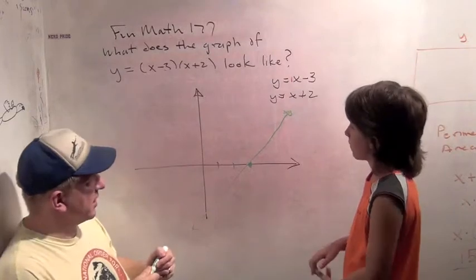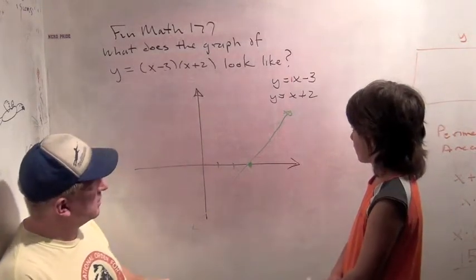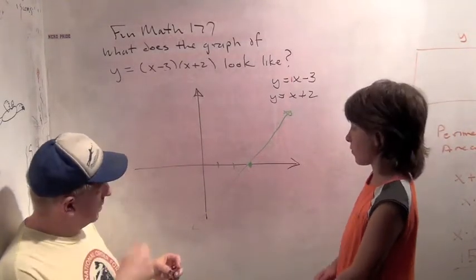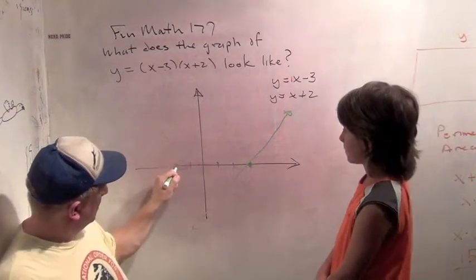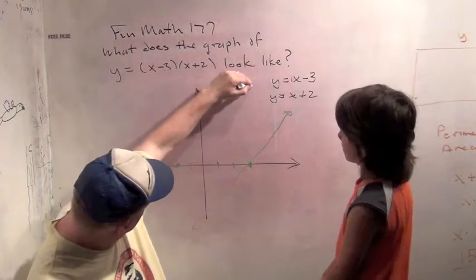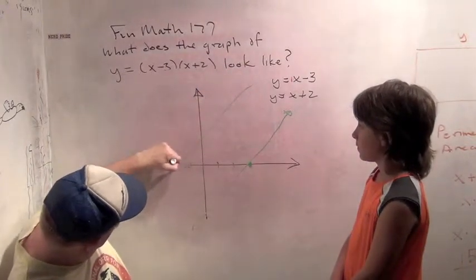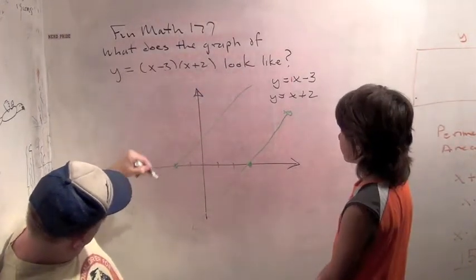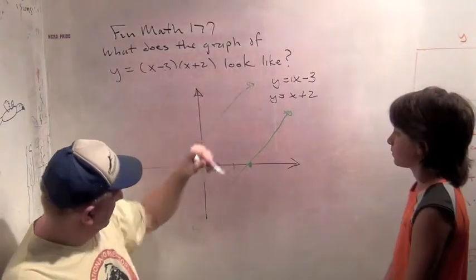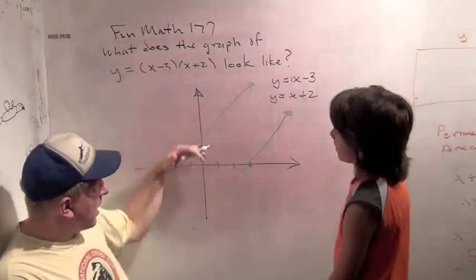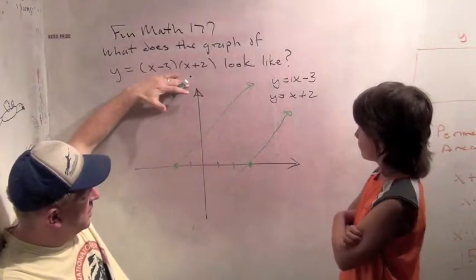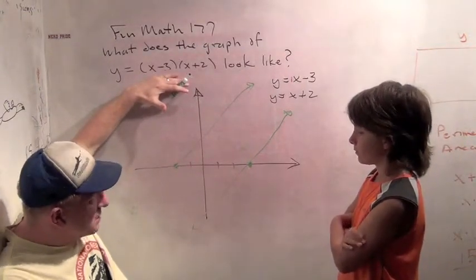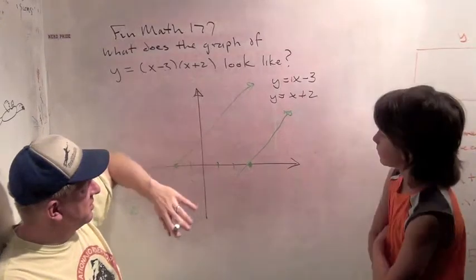Okay, now what about y equals x plus 2? When x is minus 2, y equals 0, and the slope is 1 as well. So in this case, I've got two parallel lines. And I'm going to multiply them. I'm going to multiply the y values together to get this. Now, this is a little bit complicated, so let's talk about it.